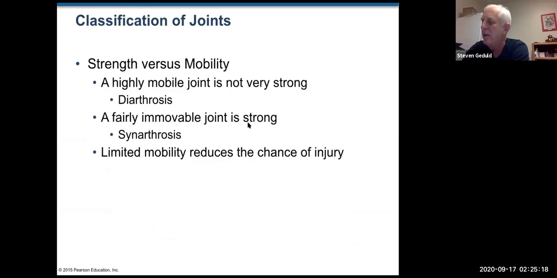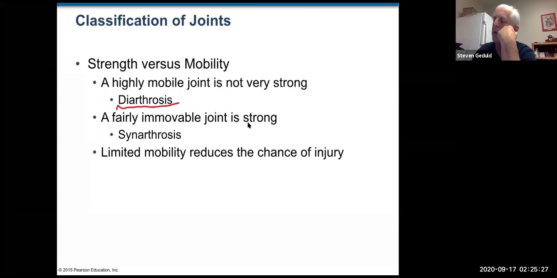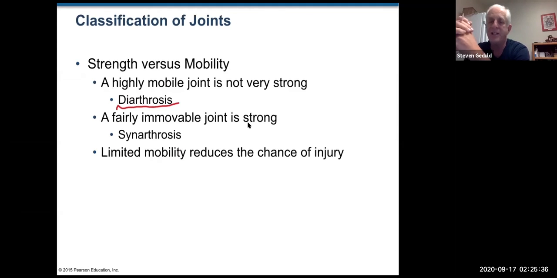Okay. Strength versus mobility. A highly movable joint is not a strong joint, a diarthrosis. If the joint is freely movable, you can damage it. It's much easier to damage your knee or your shoulder or your elbow than it is to damage a joint in your skull that are fused together. The stronger the joint is, the less movable it is. The more movable the joint is, the weaker it is, because it has mobility to it.